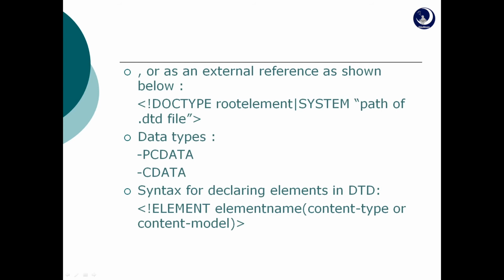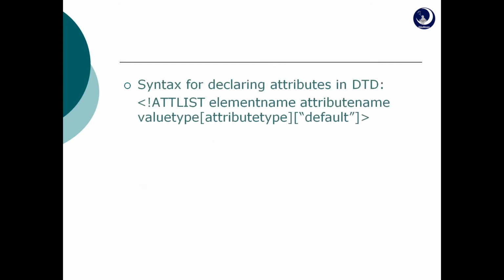Syntax for declaring elements in DTD. For declaring an element in a DTD, you would use the ELEMENT tag: element name, content type or content model. Content type means PCDATA or CDATA. Here PCDATA means parsed character data and CDATA means character data, just character data, it is not parsed. Content type would be PCDATA or CDATA, or you can specify a content model, that is, whether it is a container, meaning it consists of some other elements instead of just content.